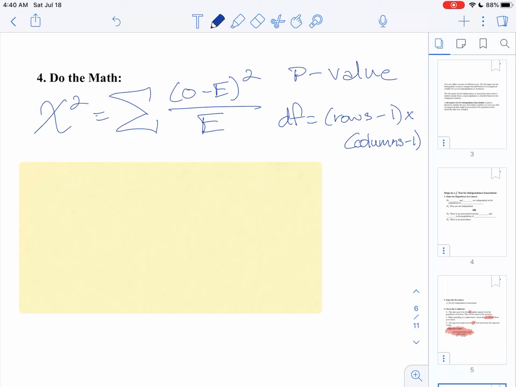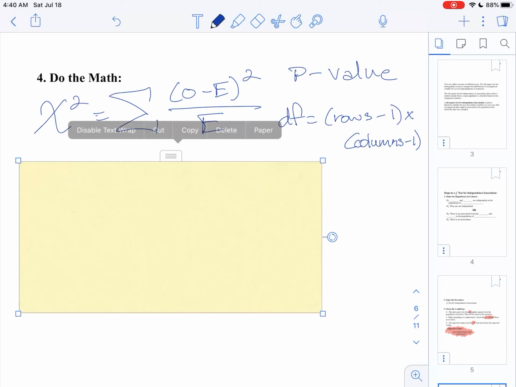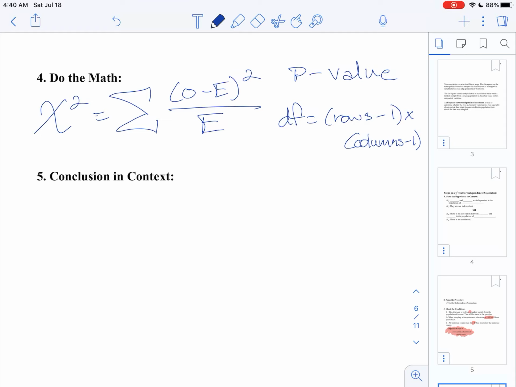And then our conclusion is the same as it's always been. Our conclusion in context would be, because the p-value, whatever, is greater or less than alpha, whatever, I reject or fail to reject the null hypothesis. There is or is not evidence, and then I state the alternative.